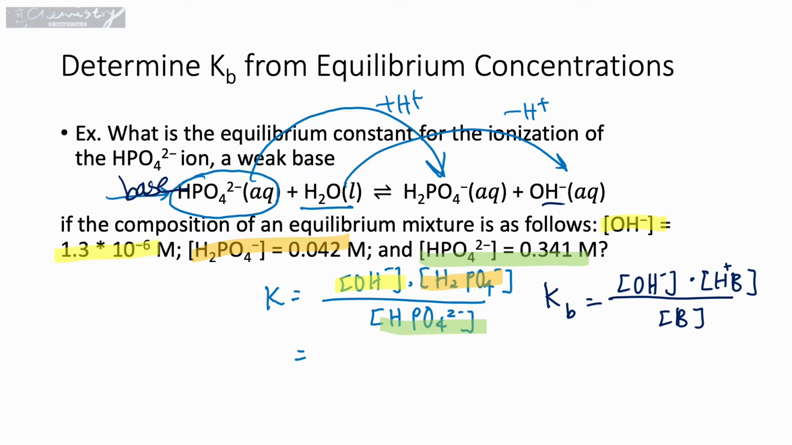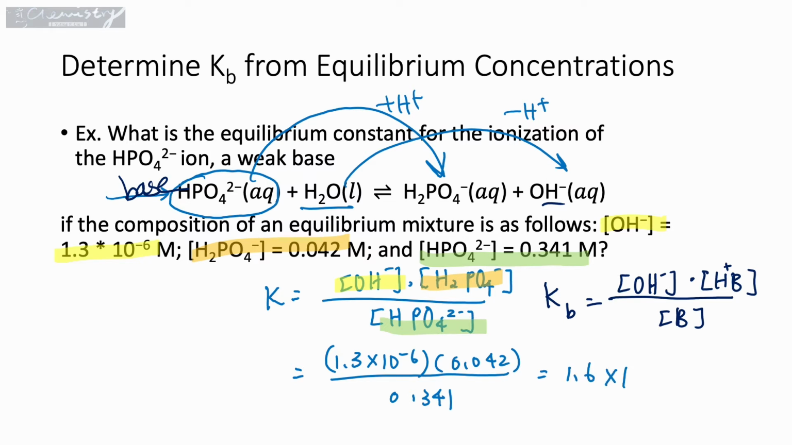So over here we have the OH minus 1.3 times 10 to the negative 6 multiplied by 0.042 divided by 0.341. And that is going to equal 1.6 times 10 to the negative 7.